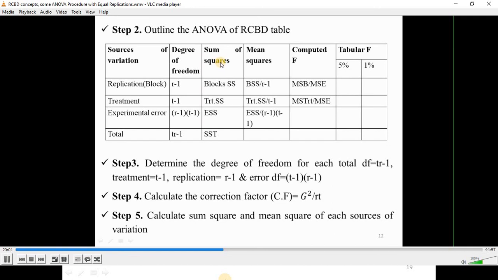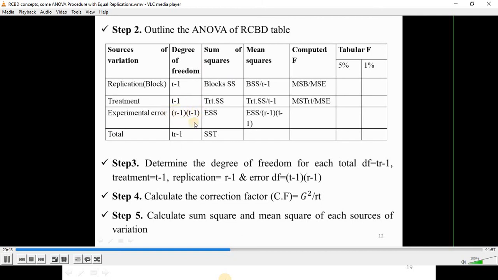Then we have to outline the ANOVA of RCBD. Here is the skeleton of the ANOVA of RCBD design. Here are the sources of variation: one more over CRD, that is replication, and the others, treatment, experimental error, and total, are also found in the CRD. But replication is an additional source of variation which is found in the RCBD over CRD. Here are also the degrees of freedom: R minus 1, T minus 1, and (R minus 1) times (T minus 1).